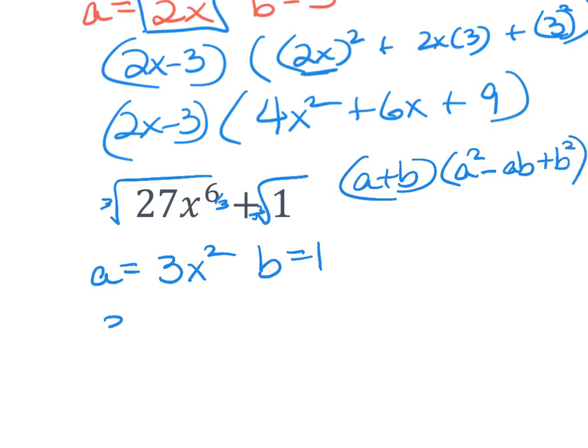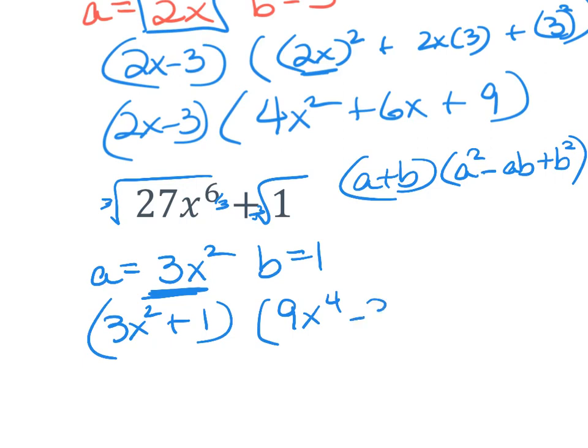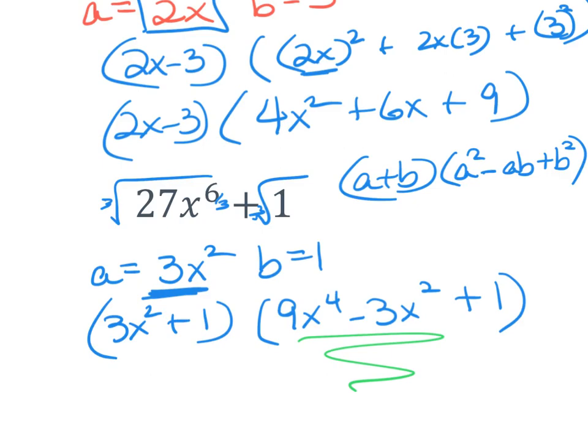So 3x squared, same sign as the original problem. Square this thing. So this becomes 9x to the fourth. A times b with opposite sign is 3x squared, and then square the b. And you're done. Again, this trinomial will never be able to be factored any further. So you're just cube rooting it and putting it into the pattern.